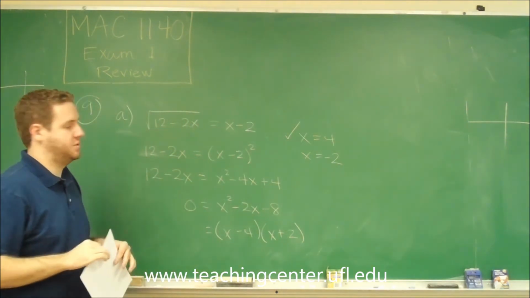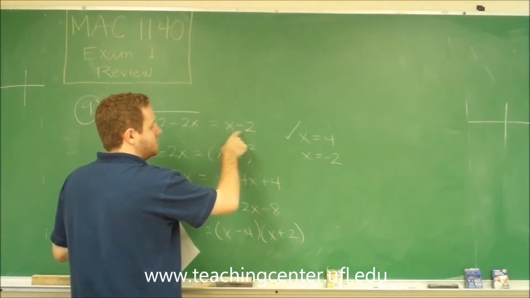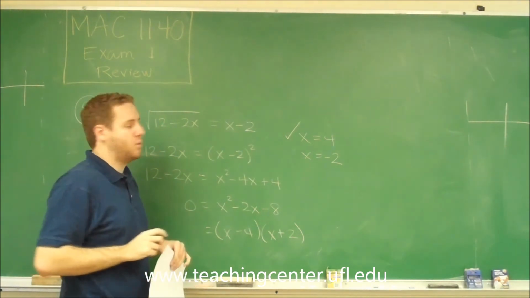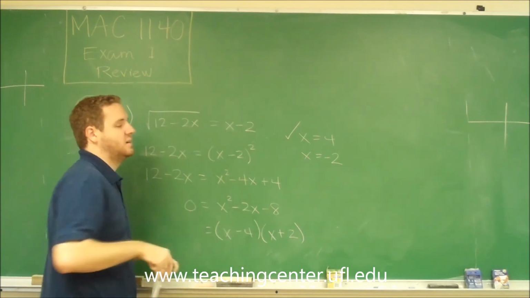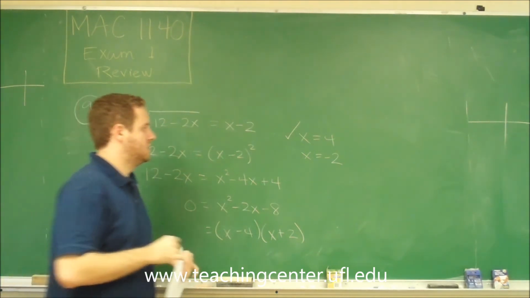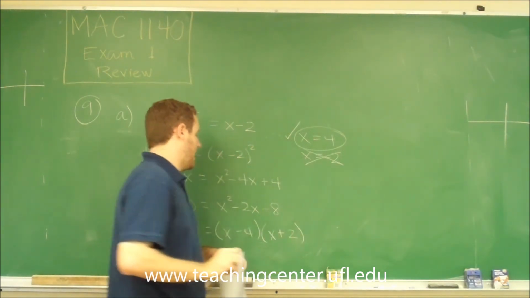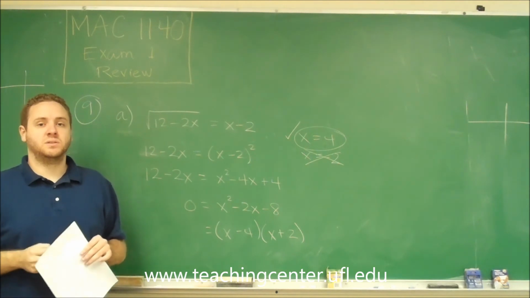Let's try negative 2. But you can see already, if you plug in, negative 2 minus 2 is negative 4. The square root of anything could never be negative 4, because the square root has to be positive. So this does not work. And we get that x equals 4 is our only solution to this equation.